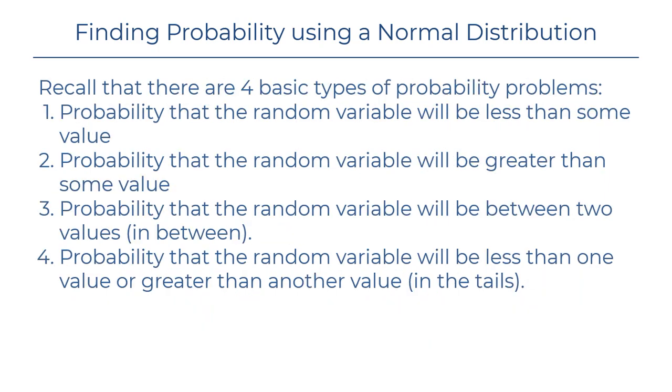Just as in our last section, we're going to have four basic types of probability problems, which is the probability to the left of a certain value, to the right of a certain value, which is greater than, the probability that the random variable will be between two values or lie in between, or the probability that the random variable will be in one of the tails.